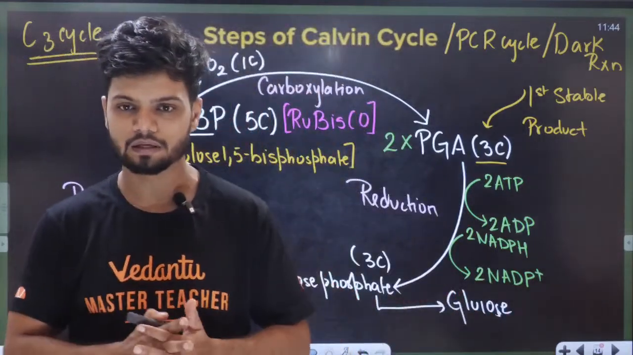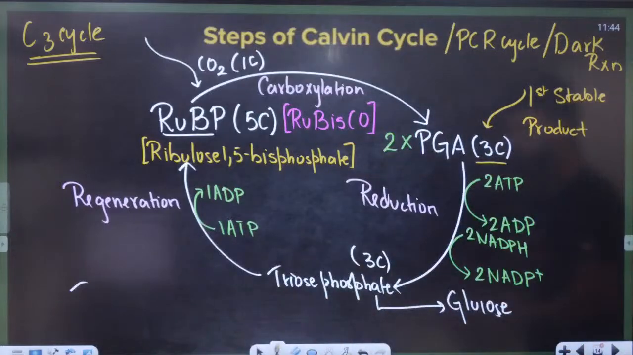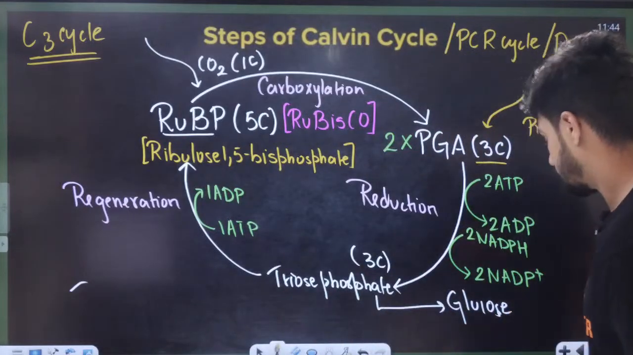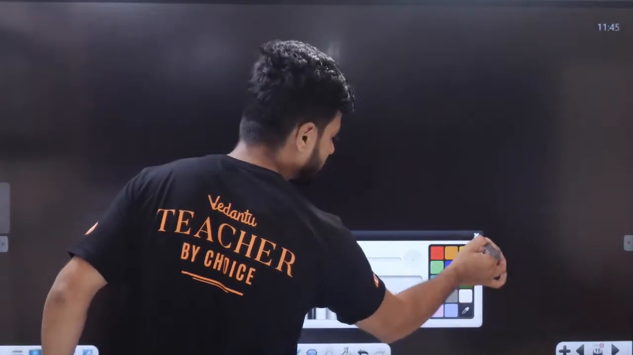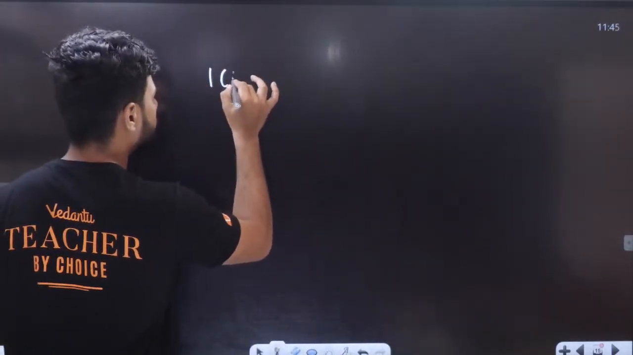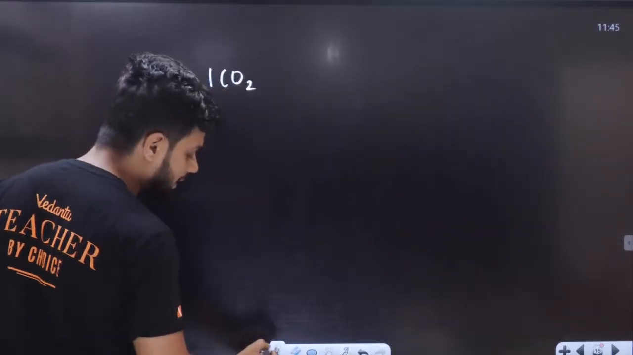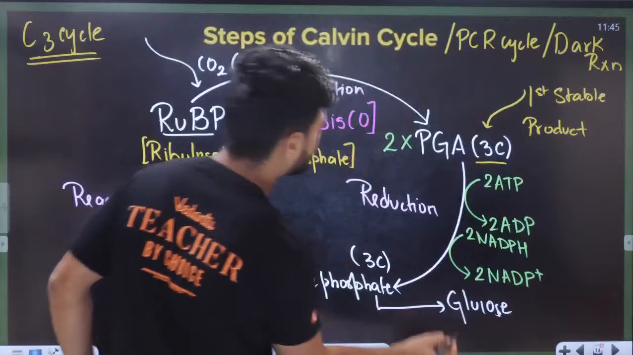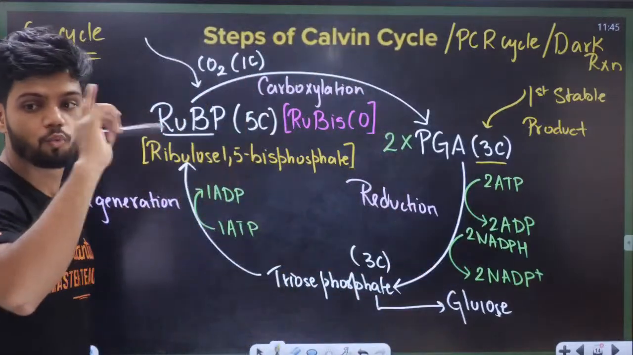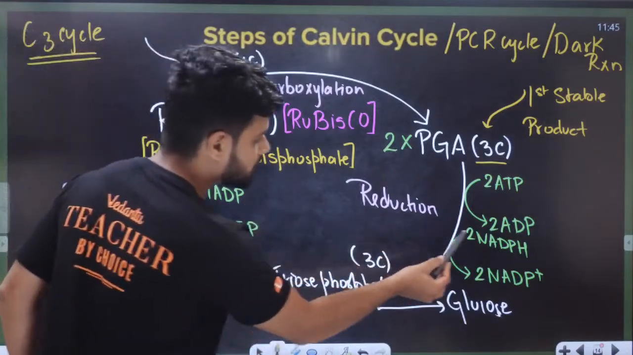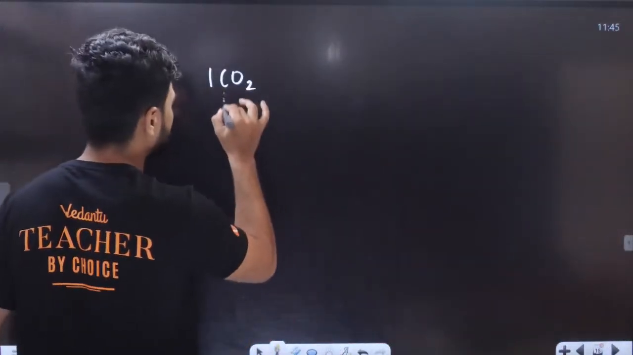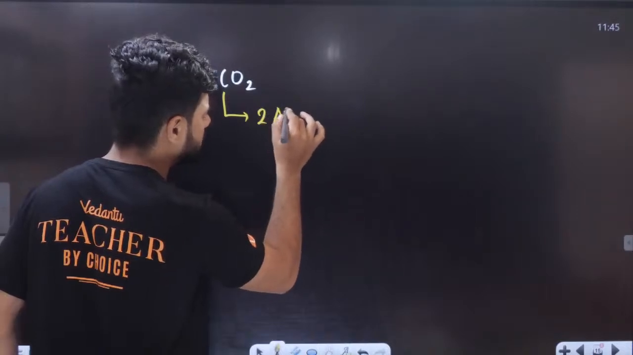Clear, all of you? This is your entire C3 cycle. Now, students, tell me, in this entire C3 cycle, for converting one CO2, how many ATP are required? See, this entire thing is for one CO2. For this entire one CO2, we require how many ATP? Tell me. 2 plus 1.